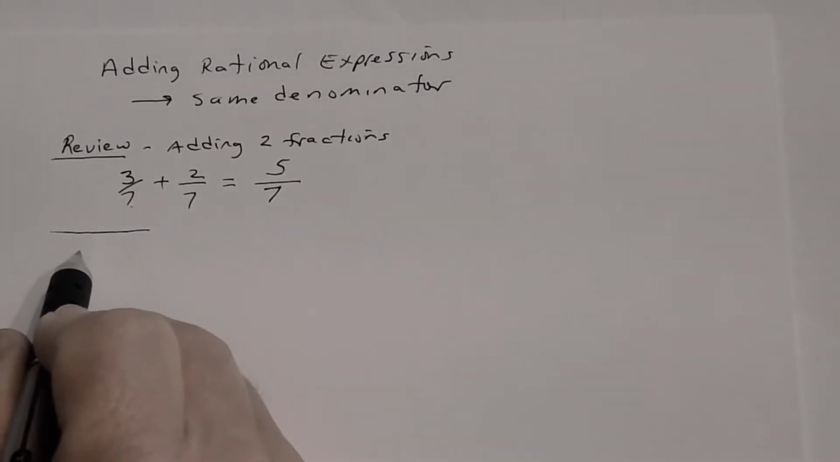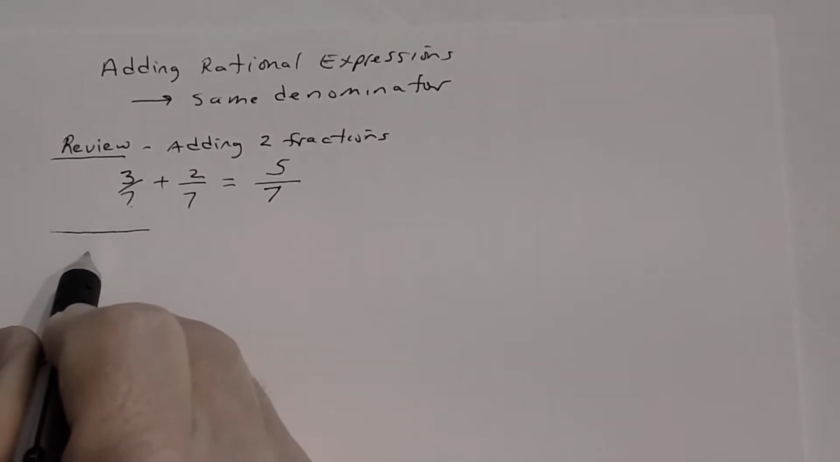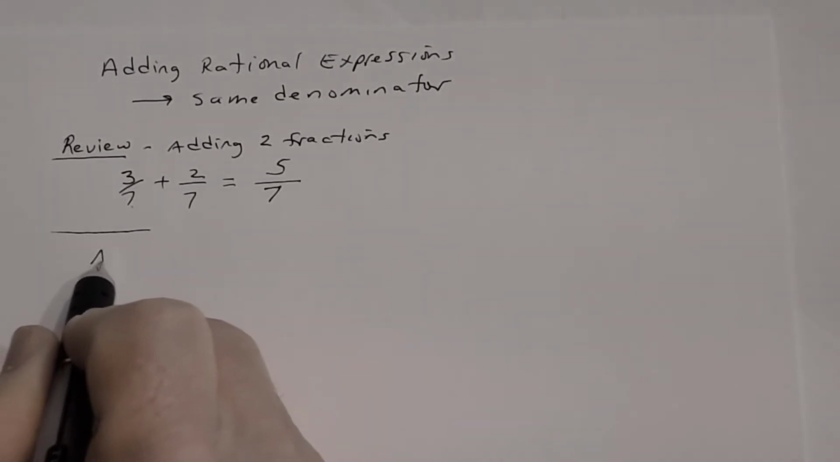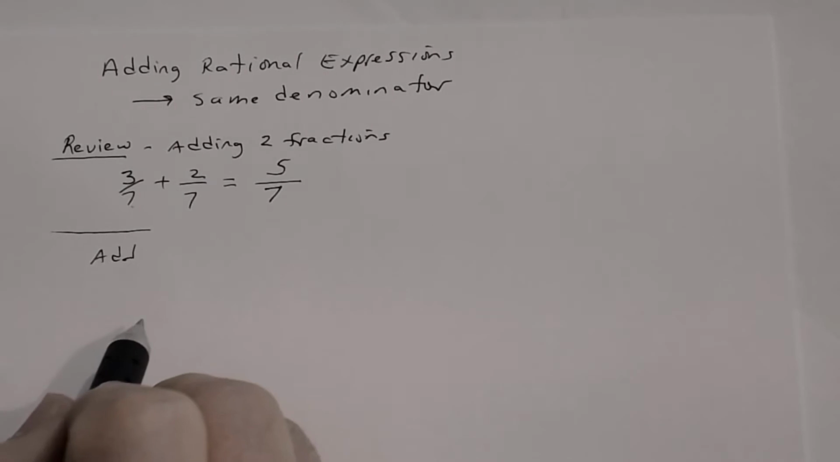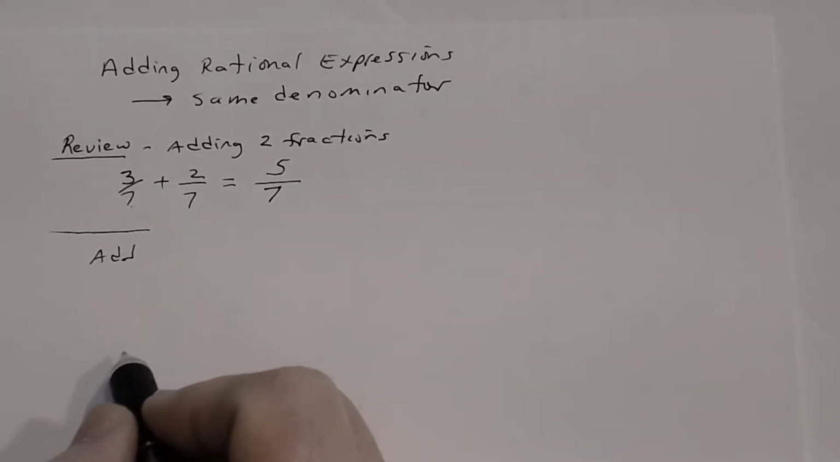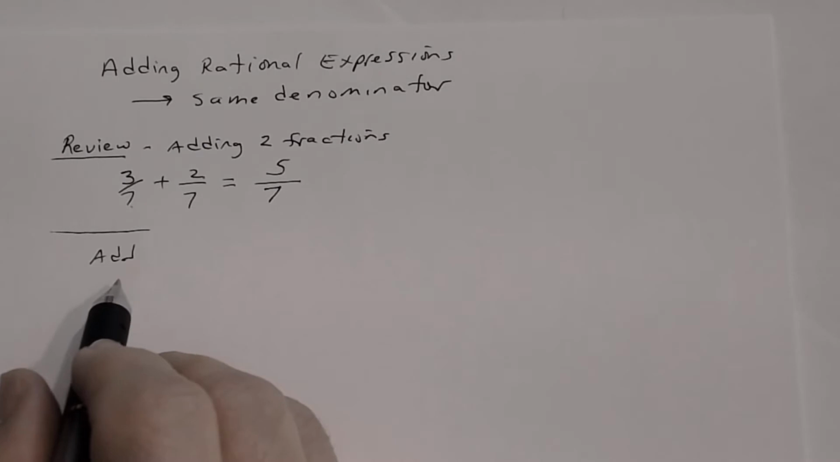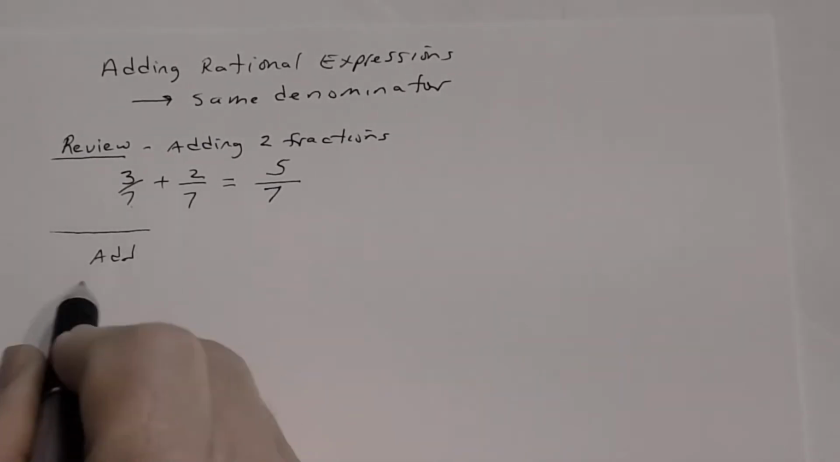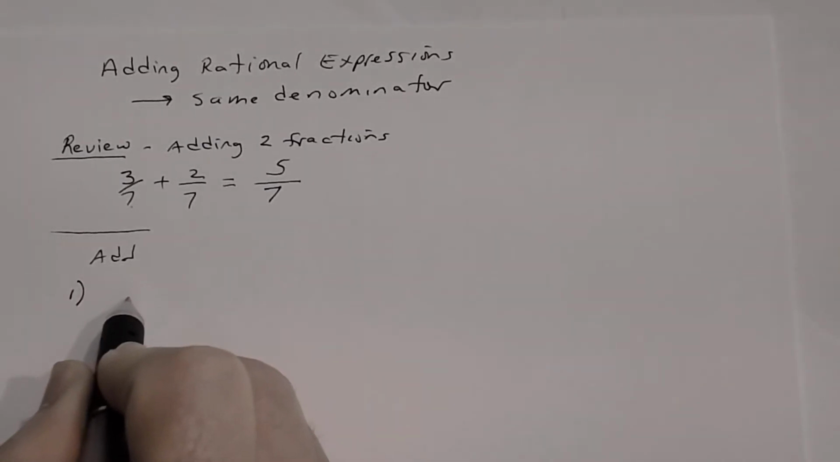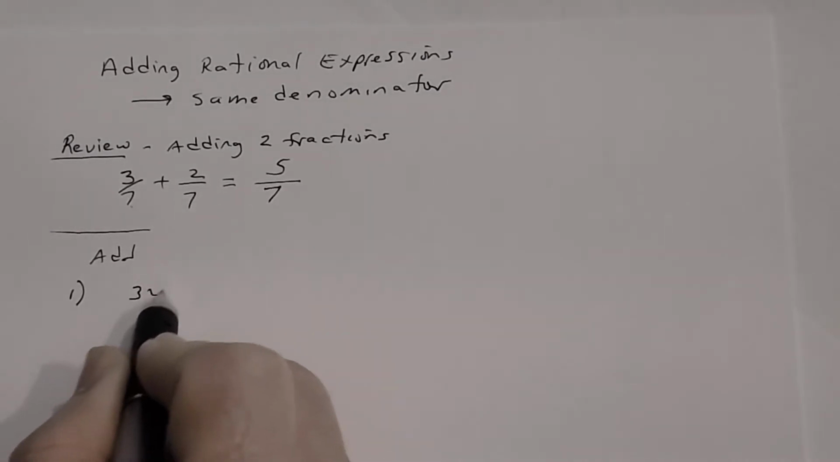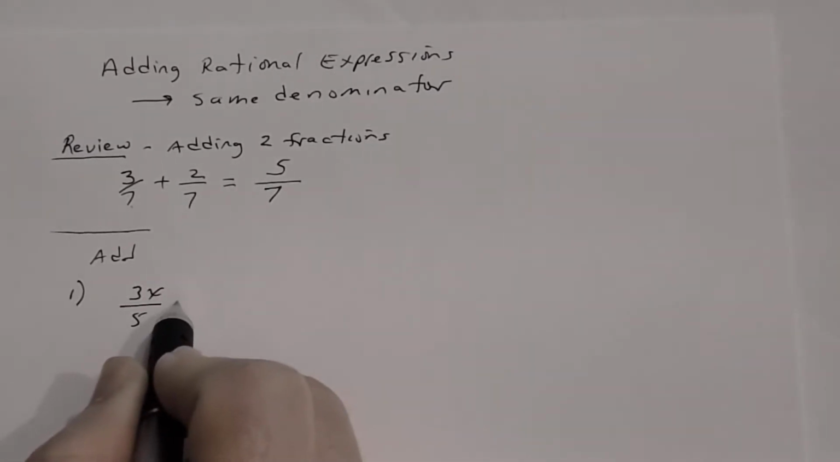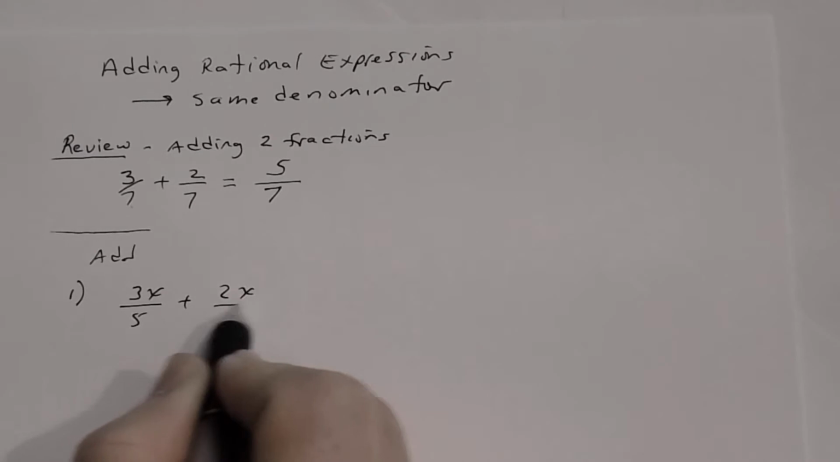So let's just look at number one. The directions will usually say something like add, since we're adding here. Or if we were subtracting, it would say subtract. And if it was a mixture, it would probably say add or subtract as indicated, or perform the indicated operations. Things like that. In this case, I'm just going to say add. So number one, we have 3x divided by 5 plus 2x divided by 5.